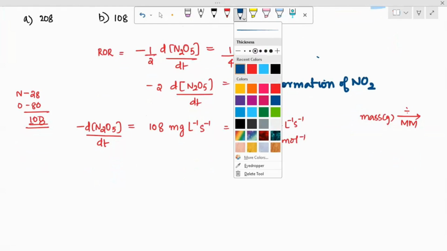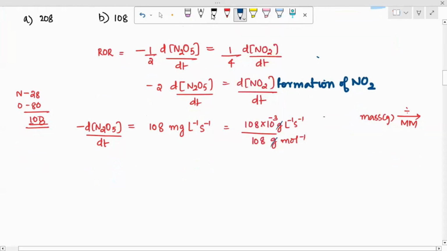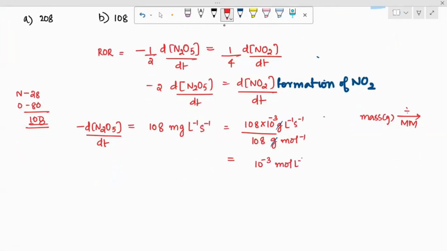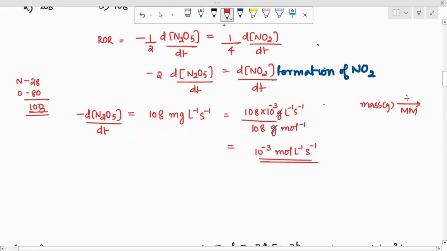Now, if you can see, grams and grams get cancelled, moles come to the top, and we have got the rate in units of 10 to the power minus 3 moles per liter per second. This is the actual unit of rates with which you have to put in any relations that you have. Okay, so now you got the relation for the disappearance in the required units of rate. We got the disappearance of N2O5. Now we need to find the appearance of NO2.